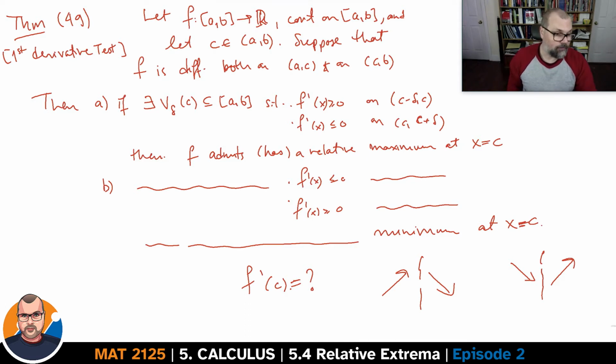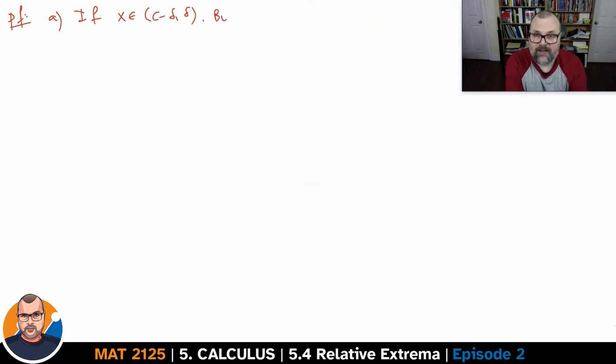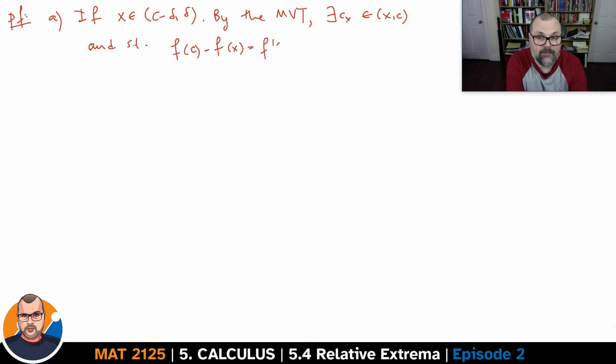We'll prove one of them. The other proof proceeds essentially the same way. Let x be some point in the interval c minus delta, c. We know that the derivative is positive at that point. By the mean value theorem, you can find some point c_x, which lies between x and c, and for which f at c minus f at x is equal to f prime at c_x times c minus x.